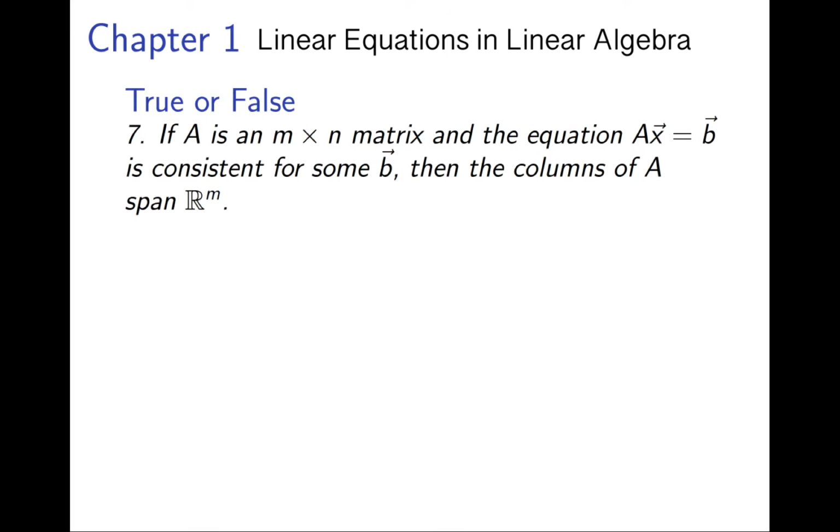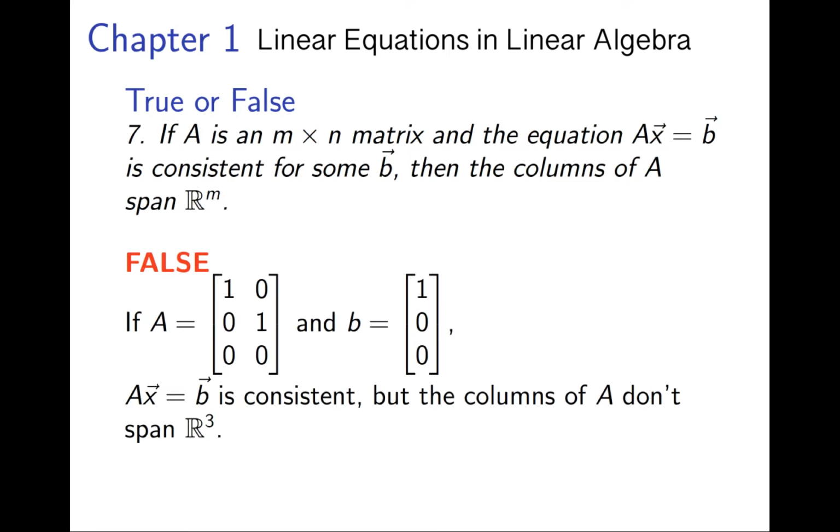Number 7. If A is an m by n matrix and the equation AX equals B is consistent for some B, then the columns of A span R^m. Well, that is just false. For example, if A is the matrix 1, 0, 0, 0, 1, 0, and B is the vector 1, 0, 0, well then AX equals B is clearly consistent. B is one of the columns of A. But the columns of A definitely do not span all of R^3.